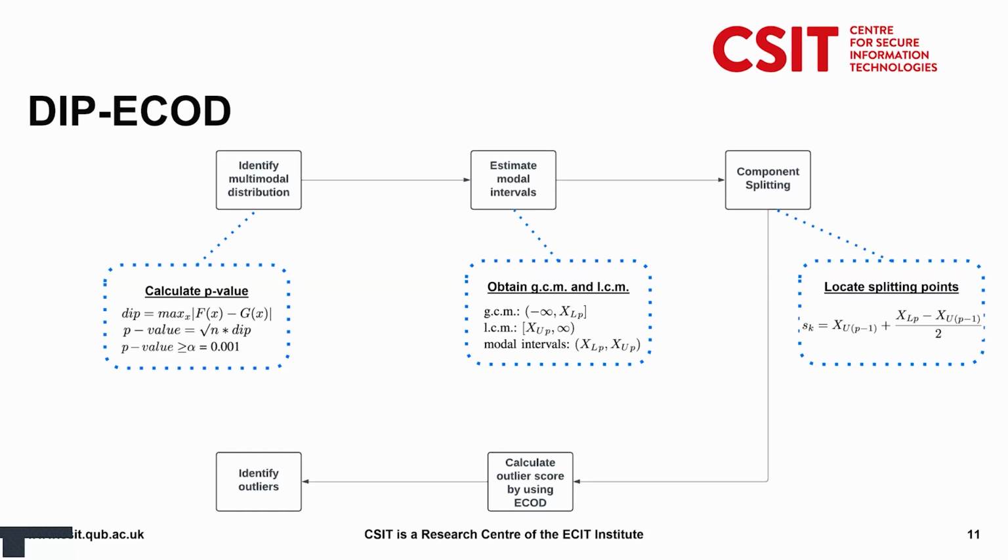And then after we got the modal intervals, we go to the third step to split the component. How are we going to find the split point? It's very simple. The split point is actually the middle point between the modal intervals. And then we can split the multimodal distribution into individual unimodal ones. And then we apply ECOD to calculate the outlier scores to identify the outliers.